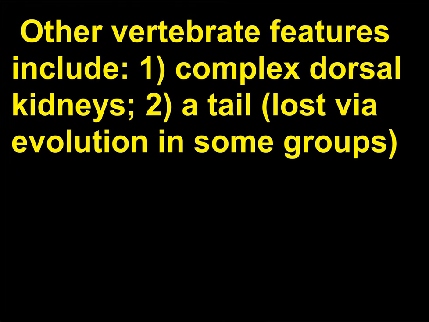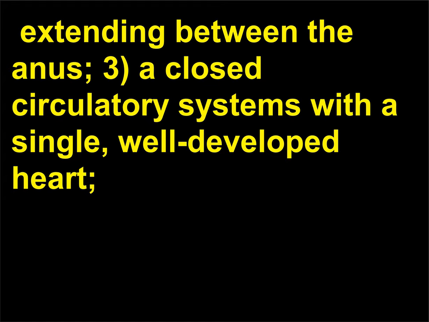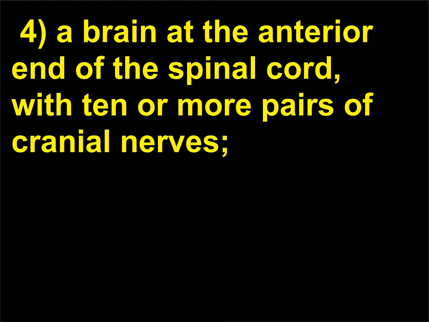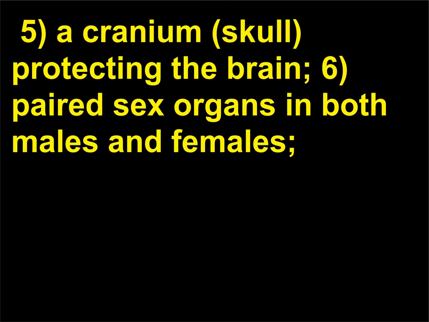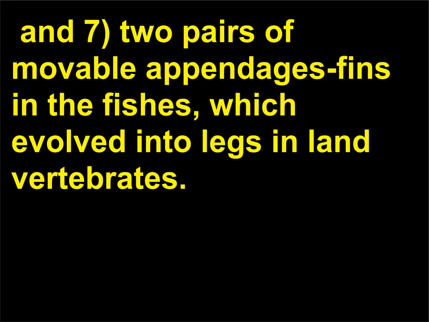Other vertebrate features include: 1. Complex dorsal kidneys. 2. A tail, lost via evolution in some groups, extending beyond the anus. 3. A closed circulatory system with a single, well-developed heart. 4. A brain at the anterior end of the spinal cord, with 10 or more pairs of cranial nerves. 5. A cranium, skull, protecting the brain. 6. Paired sex organs in both males and females. And 7. Two pairs of movable appendages, fins in the fishes, which evolved into legs in land vertebrates.